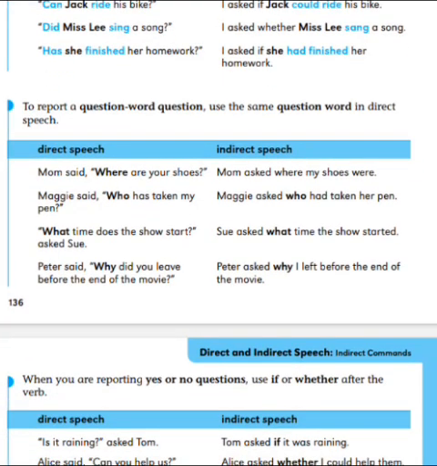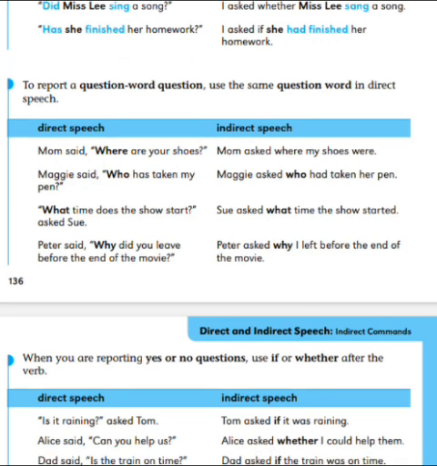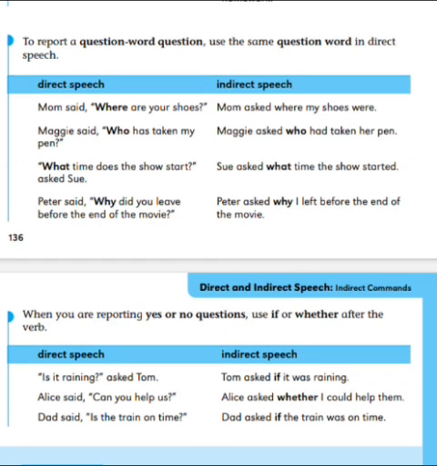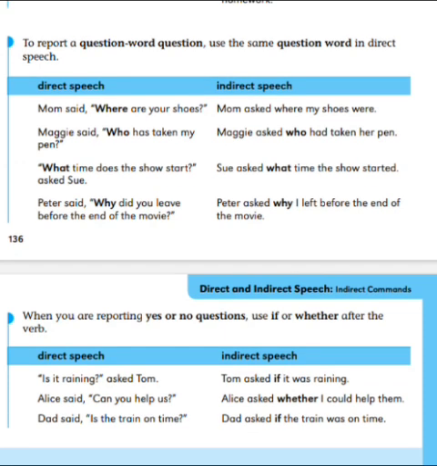To report a wh-question, use the same question word as in the direct speech. Direct speech: Mom said, "Where are your shoes?" Mom asked where my shoes were. Maggie said, "Who has taken my pen?" Maggie asked who had taken her pen.